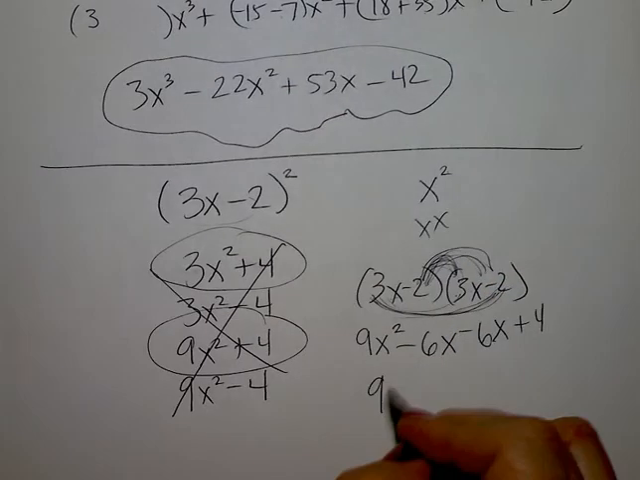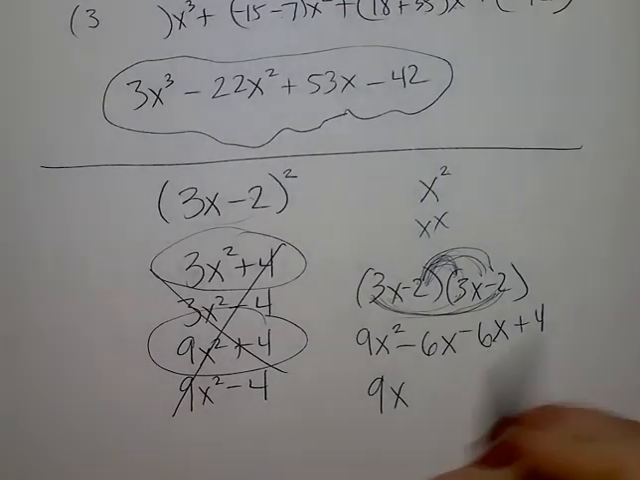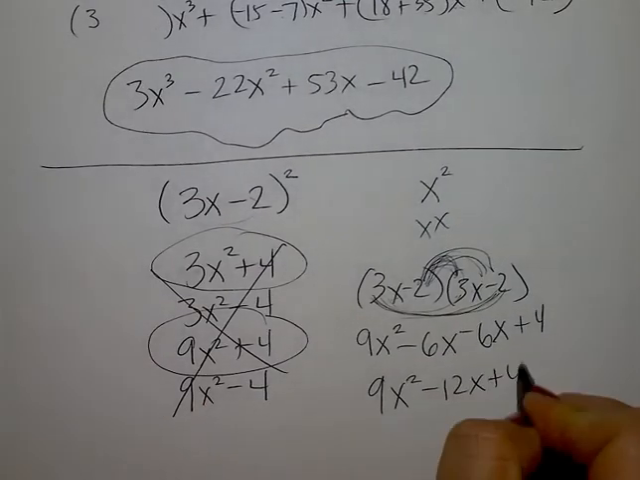So when you make this mistake, what you're doing is forgetting about the middle terms. Here would be your final answer after you combine like terms.